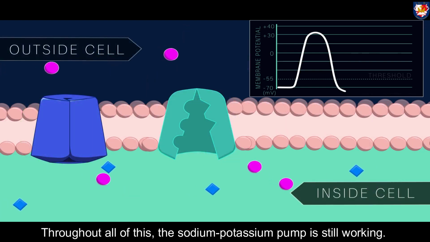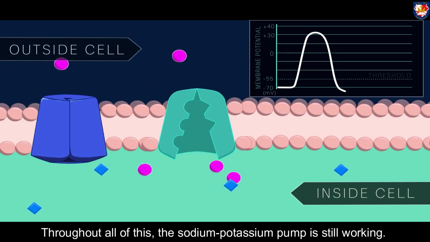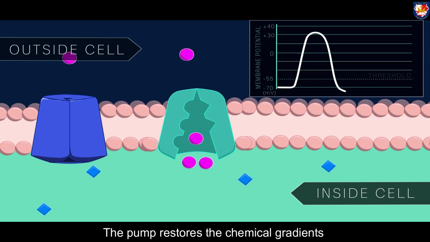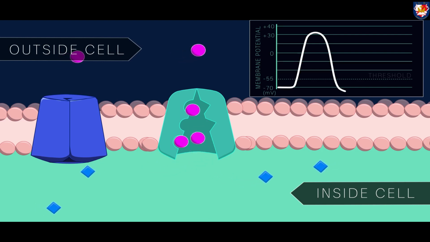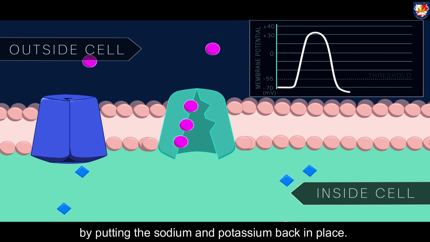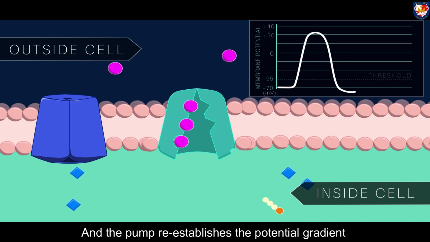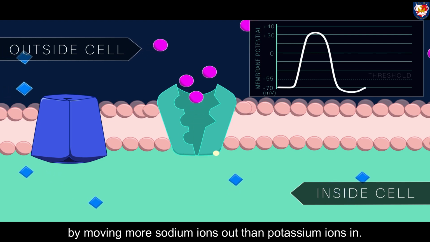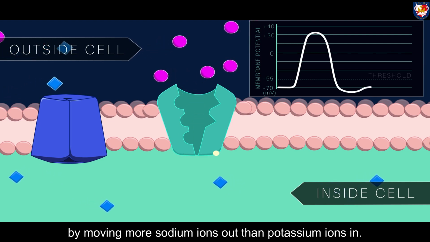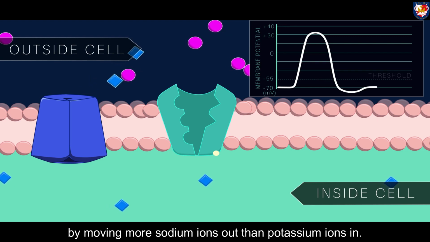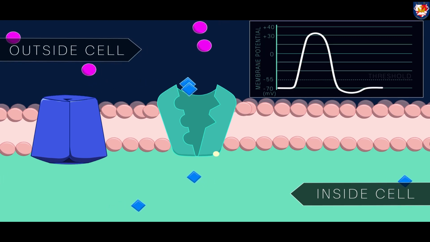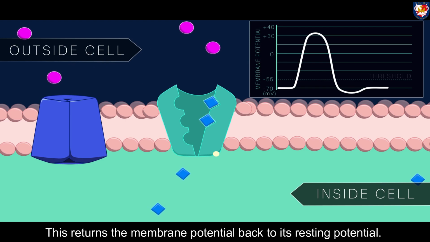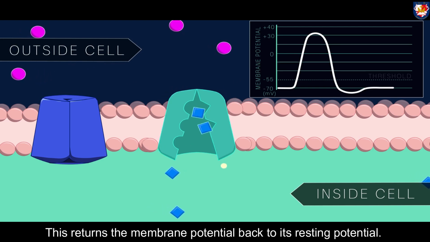Throughout all of this, the sodium-potassium pump is still working. The pump restores the chemical gradients by putting the sodium and potassium back in place, and the pump re-establishes the potential gradient by moving more sodium ions out than potassium ions in. This returns the membrane potential back to its resting potential.